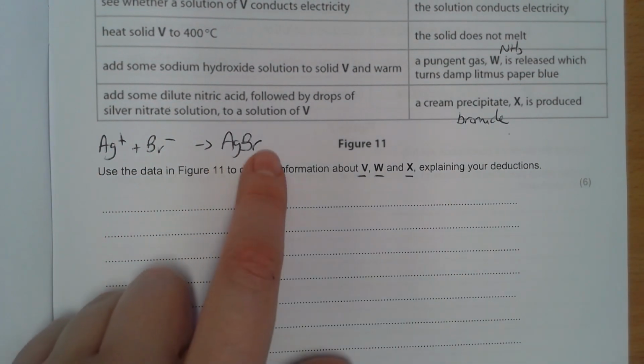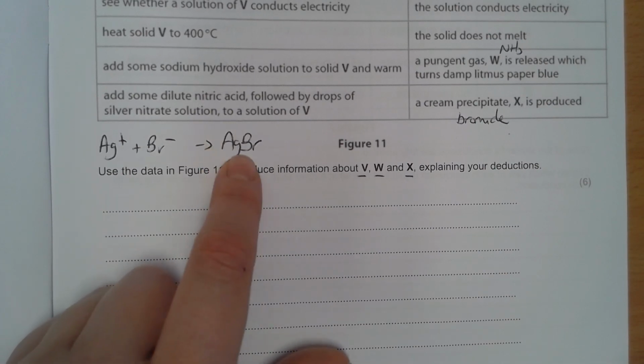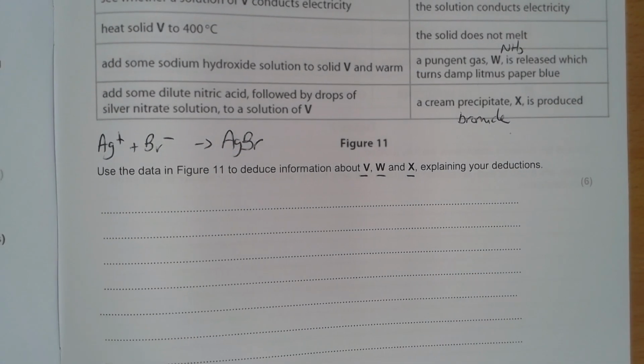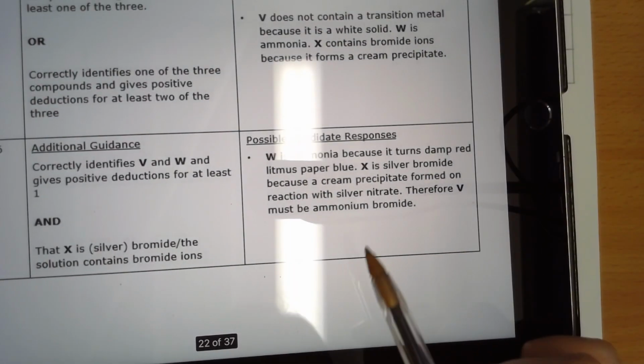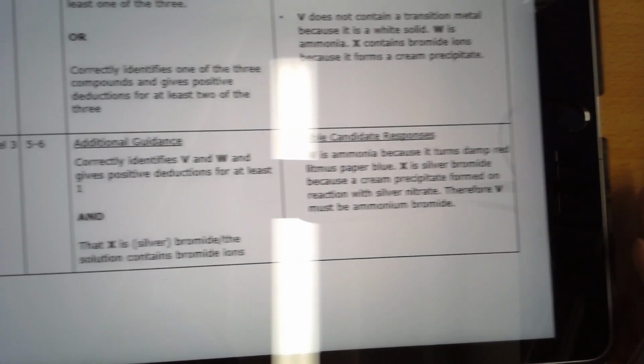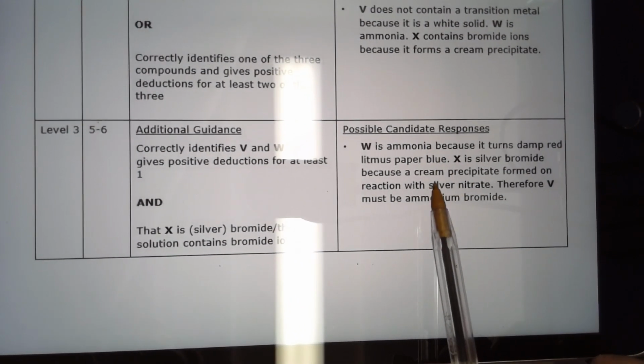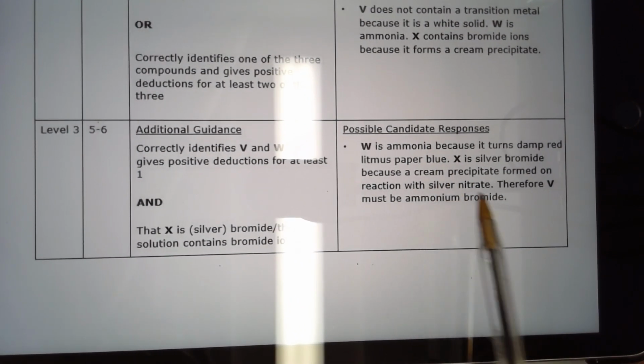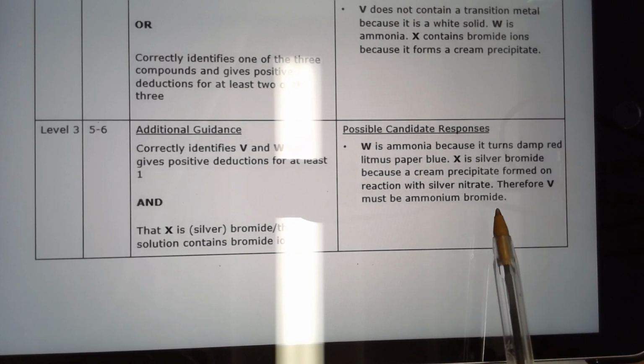To be a precipitate, the bromide needs to be bonded to something. So silver bromide is your precipitate. So you're identifying that it must be silver bromide. If you're getting a cream precipitate, remember a white precipitate would be silver chloride, yellow precipitate would be silver iodide, and then therefore V must be ammonium bromide.